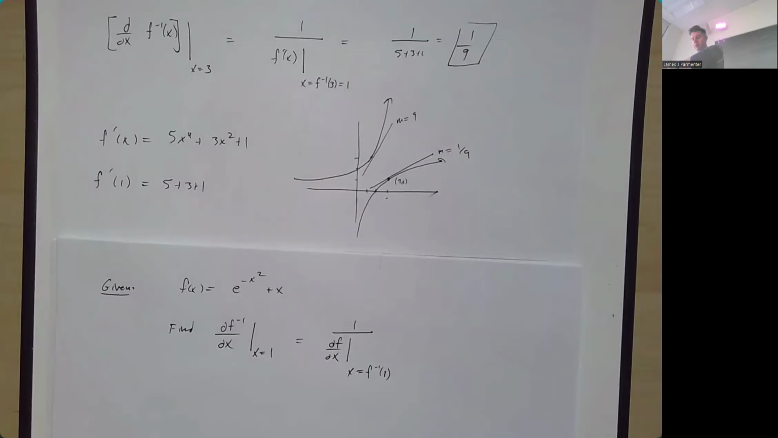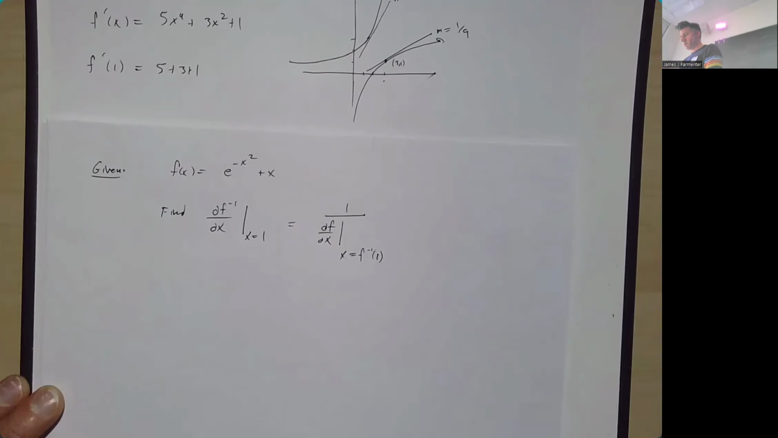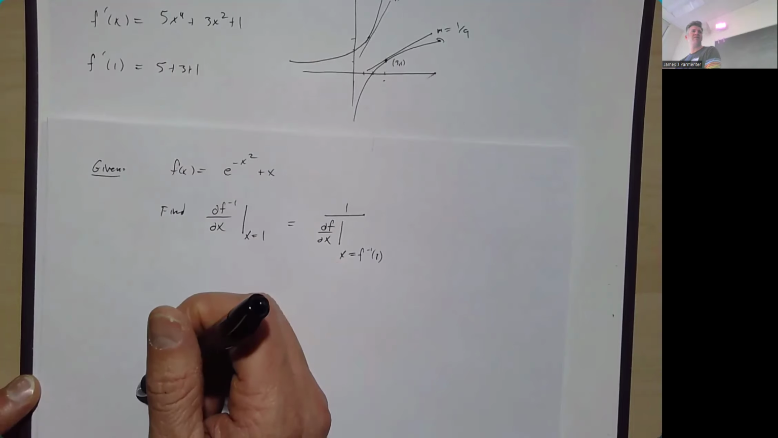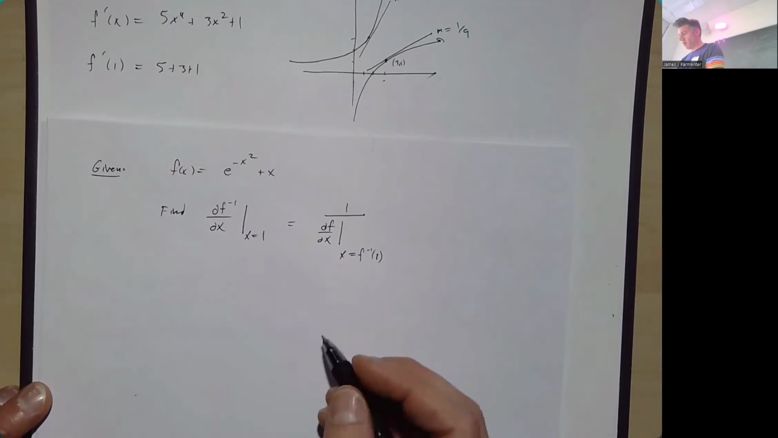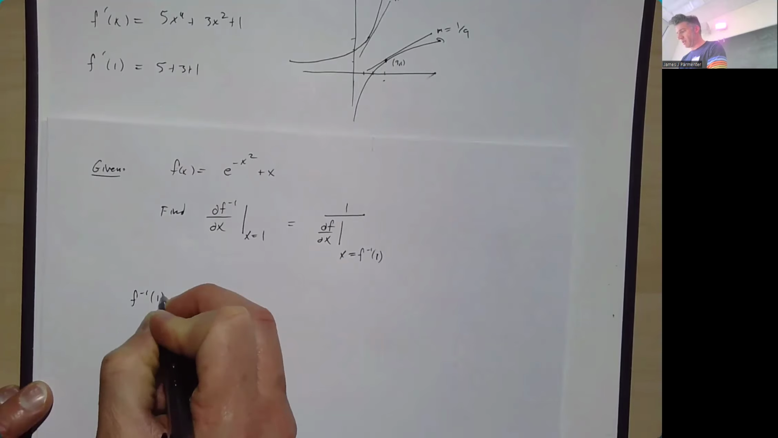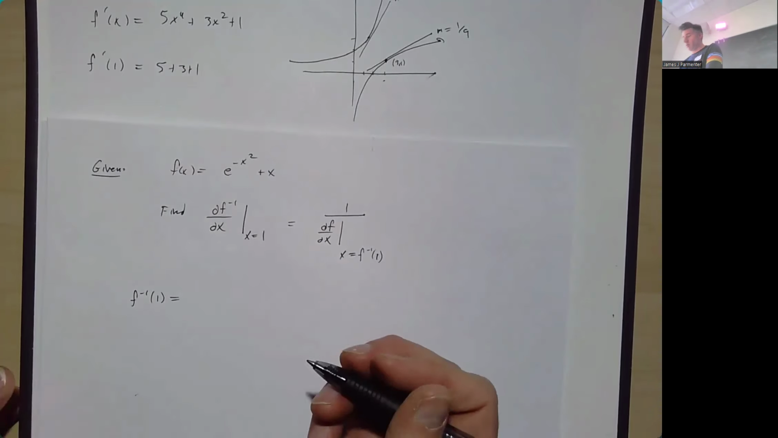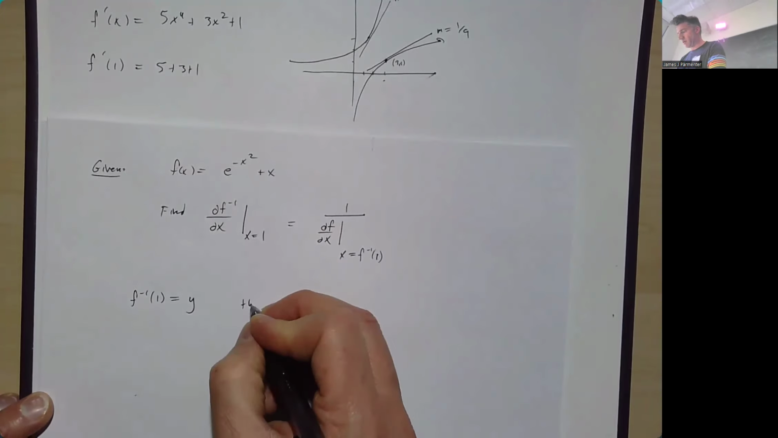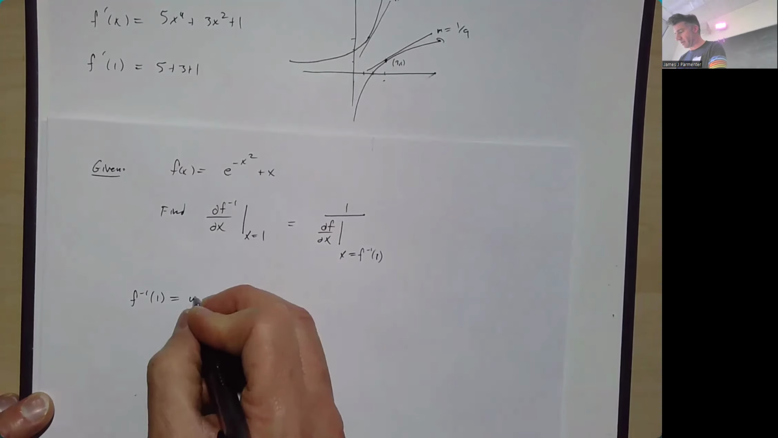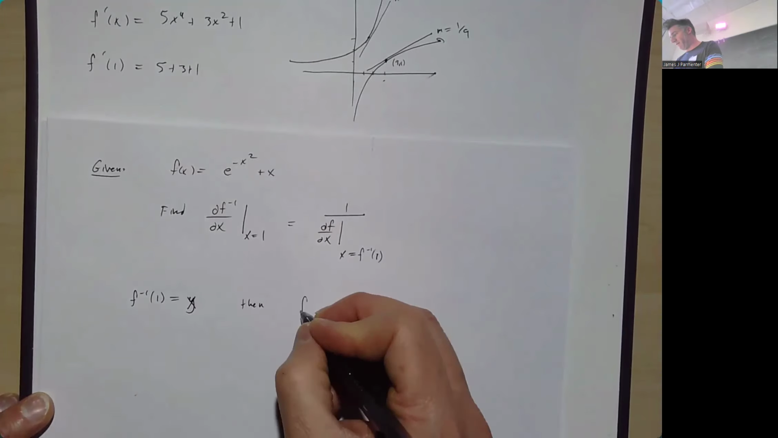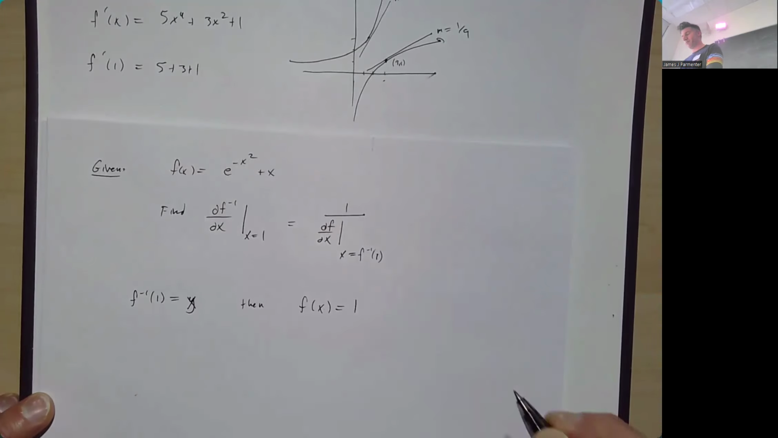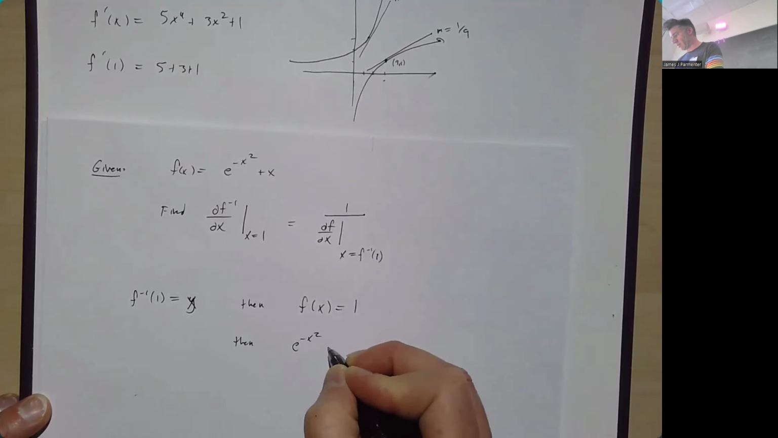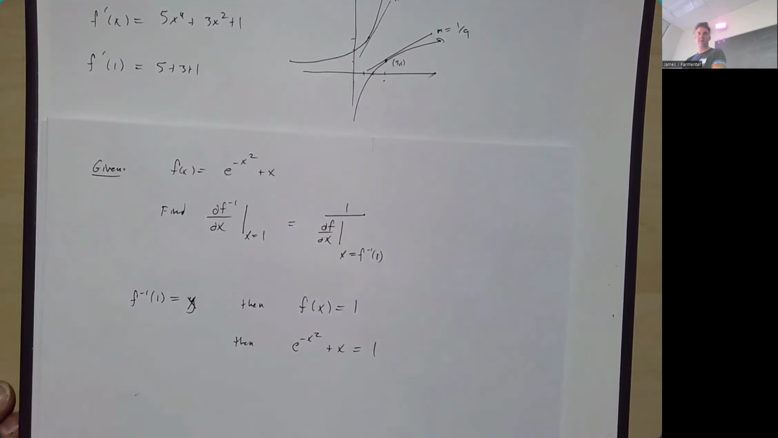Here's the hard part. What's f inverse of 1? Well, let's call it x. Then f of x should equal 1. That is, e to the negative x squared plus x is equal to 1.